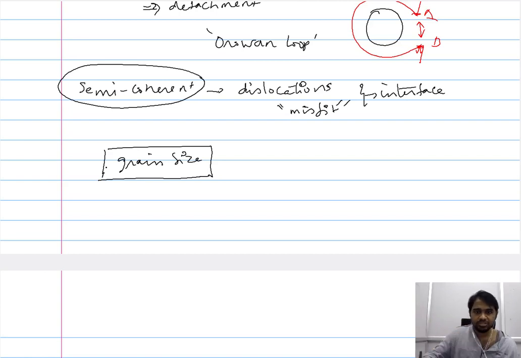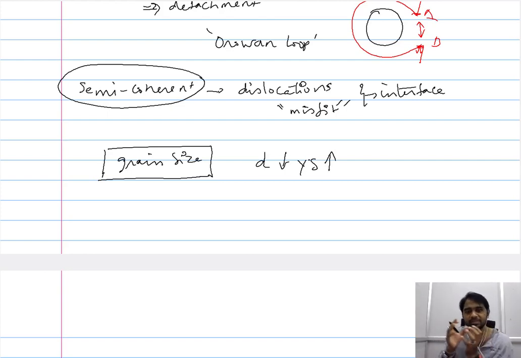So when you reduce the grain size, if D is the grain size, when you reduce it, the strength of the material increases. The strength of the material increases because of, again, the interaction between the dislocation and the grain boundaries. When you reduce the grain size, you are ultimately increasing the density of grain boundaries that are present in a given volume. So you are increasing the density of grain boundaries, and therefore the probability of a dislocation interacting with a grain boundary increases. So you are impeding the propagation of the dislocation, thereby restricting the plastic deformation.